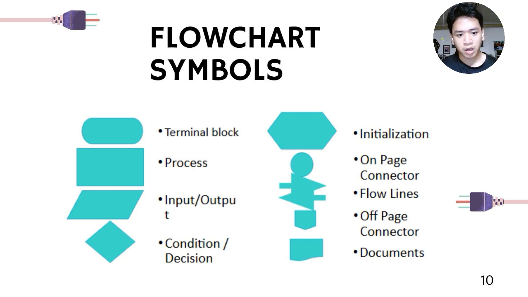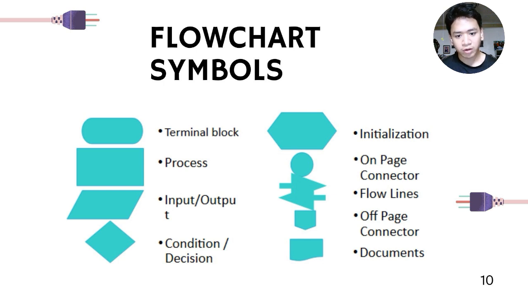The terminal block, which is an oval shape, indicates the start or end of a program. The process block, a rectangle, represents an operation or a calculation, something the computer needs to perform. The input or output block, drawn as a parallelogram, handles data entry or display, such as getting a value from the user or showing the result.